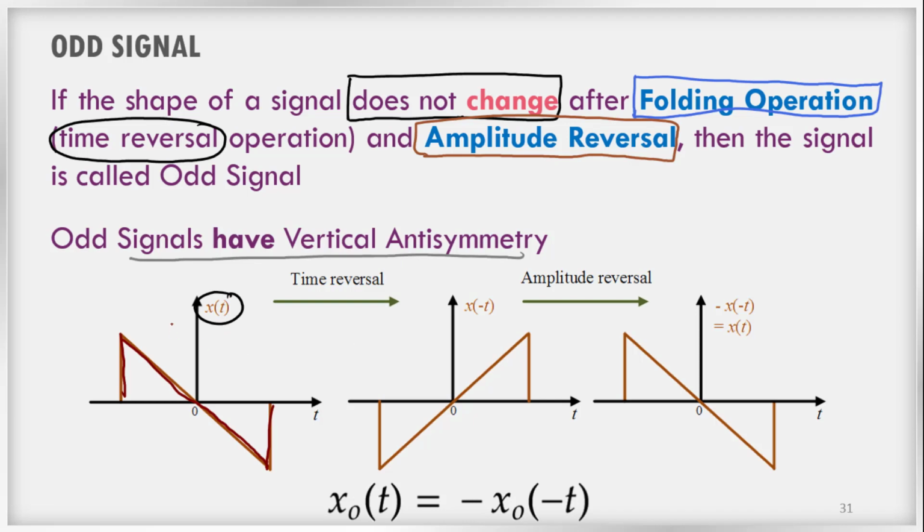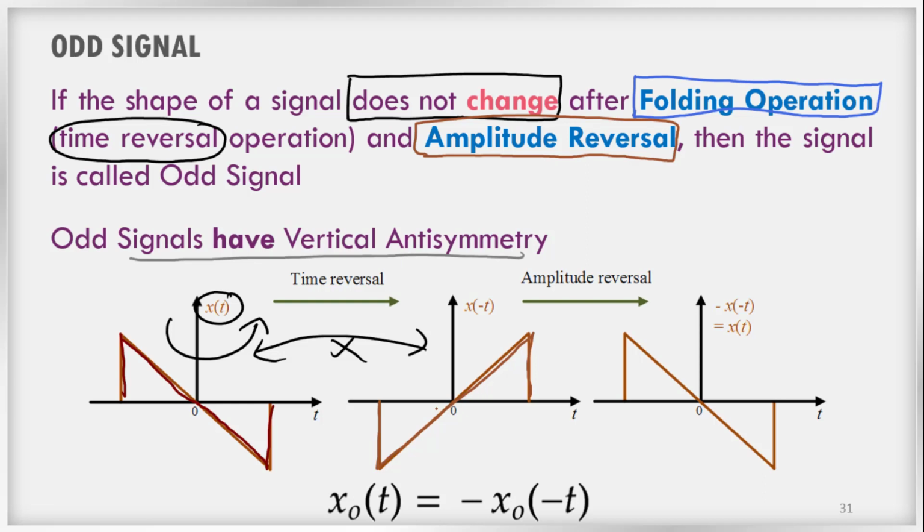And first what I am going to do is the time reversal, then I will get the signal like this. So this is the outcome of the first operation, time reversal. Now you can see that if you compare these two, they are not equal. I am going to do another operation, that is amplitude reversal.